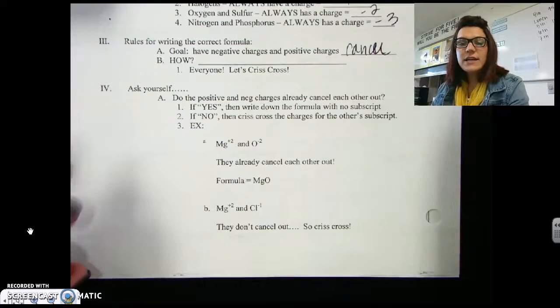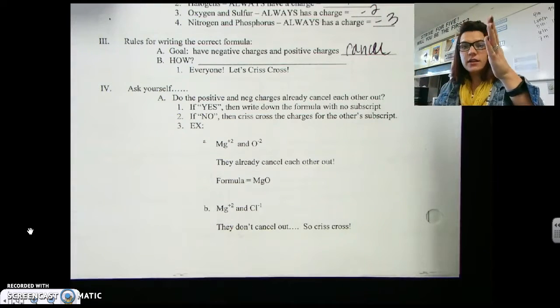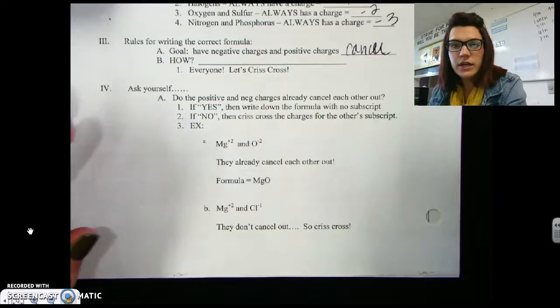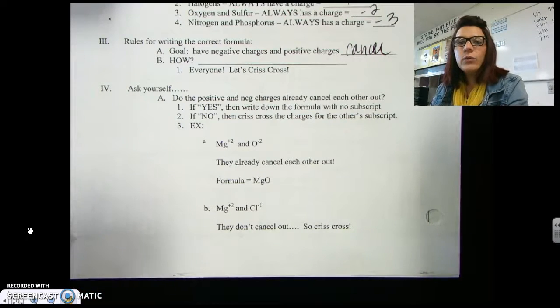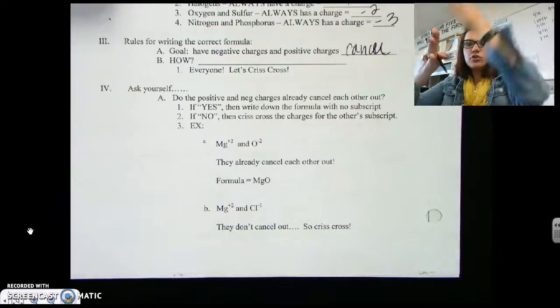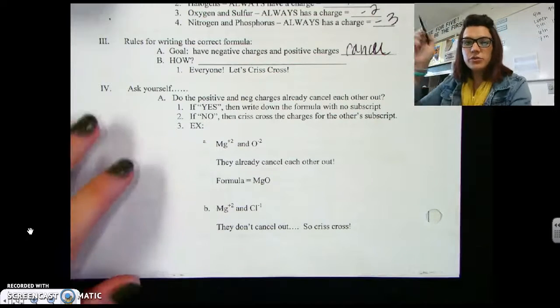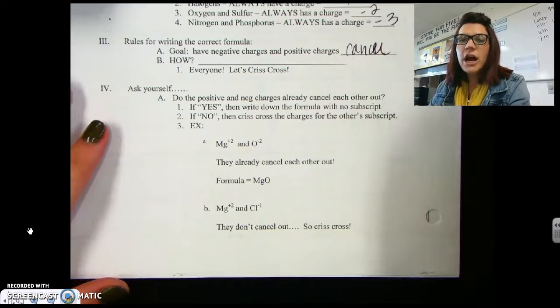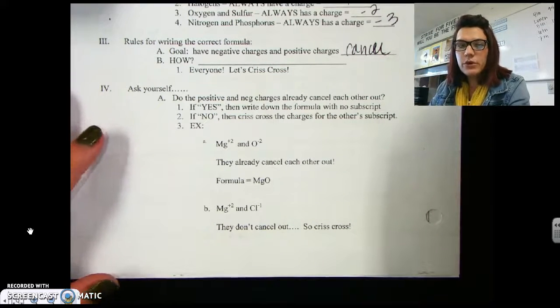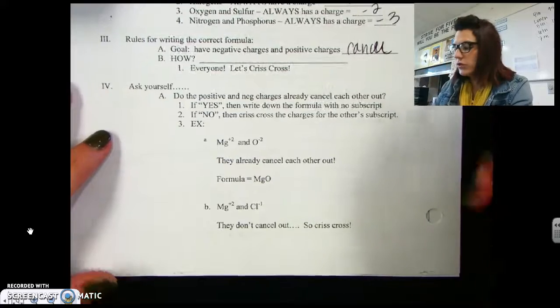If yes, then you're just going to write the two ions with no subscript, okay? Subscript is the number below the letters. If no, then we need to crisscross the charges, and make the charges the other atom's subscript, okay? So let's look at the first one.